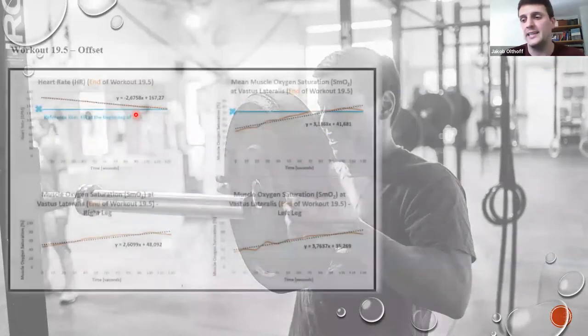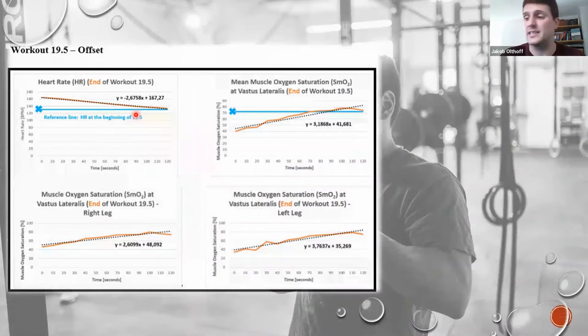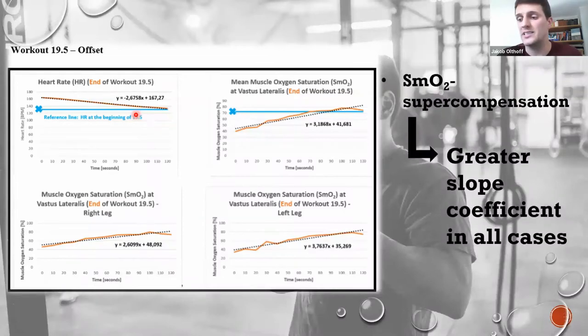Now, next slide here, same graphs, but now it's the offset. So 2 minutes after the end of 19.5. What we can see is muscle oxygen saturation supercompensation, while heart rate doesn't get completely back to its initial value that was highly increased already itself. Here we have the supercompensation of SmO2, heart rate doesn't even come back. So we can say SmO2 is reacting much quicker, okay?